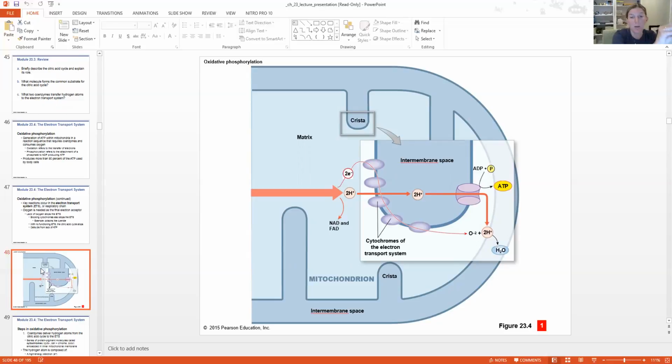It's taking the protons, which are stuck in that intermembrane space, pumping them out, right? And it's that same idea of that dam releasing a little bit of water to capture energy. The energy that's captured from allowing some hydrogen ions to pass through is enough to make ATP.